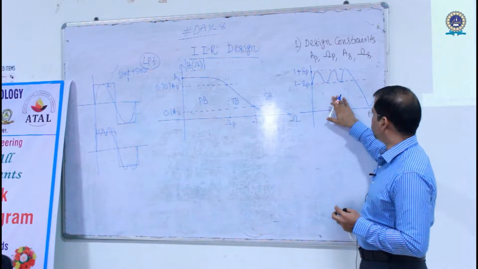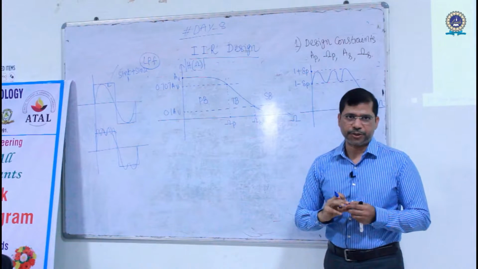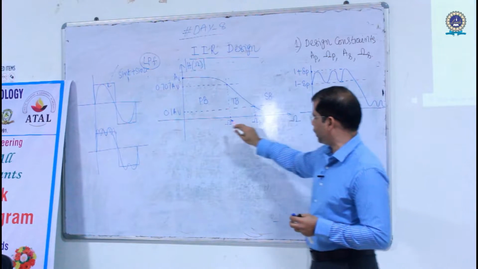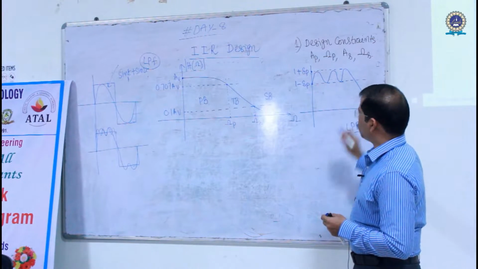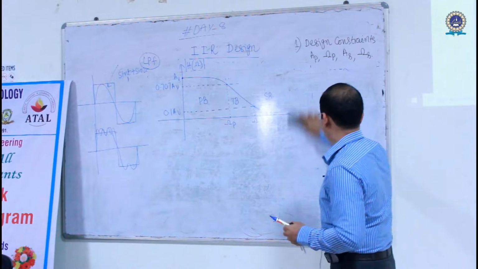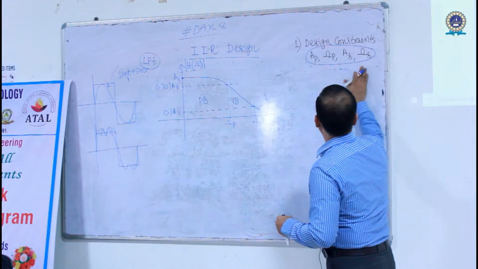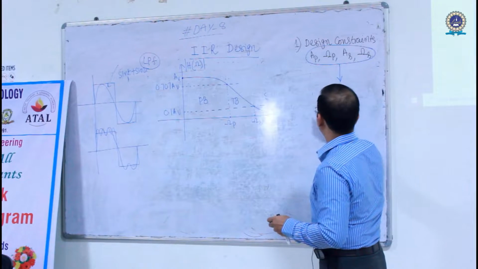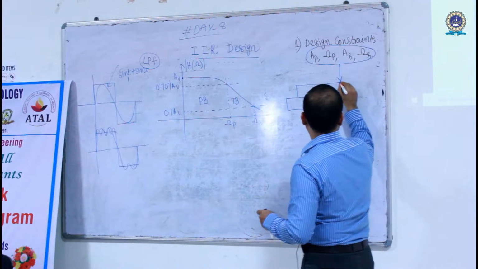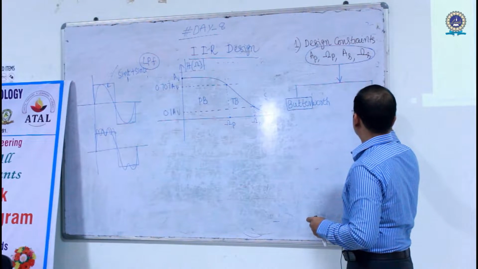So this is how the practical low pass filter magnitude response looks. Now when I compare these two, either we can design this or we can design this. When I have the design constraints, I have 2 ways to do it. And this is the Chebyshev design.